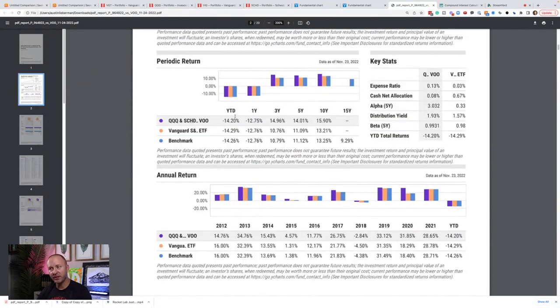So if you had been doing that strategy since 2012, putting 50% in each, year to date, your portfolio would be down 14% versus the S&P 500 down 14%. Over the last 3 years though, you would be up 15%, this is annualized, 15% per year versus the S&P 500 up just 11. Over the last 5 years, you'd be up 14% versus S&P 500 up 11. And over the last 10 years, you'd be up basically 16% per year versus the S&P 500, which has also had a very good 10 years, up 13% per year.